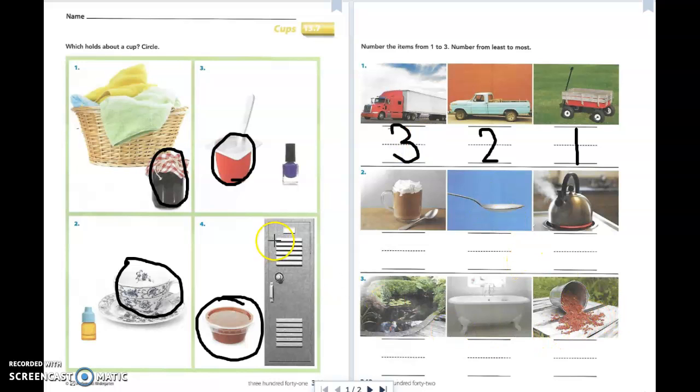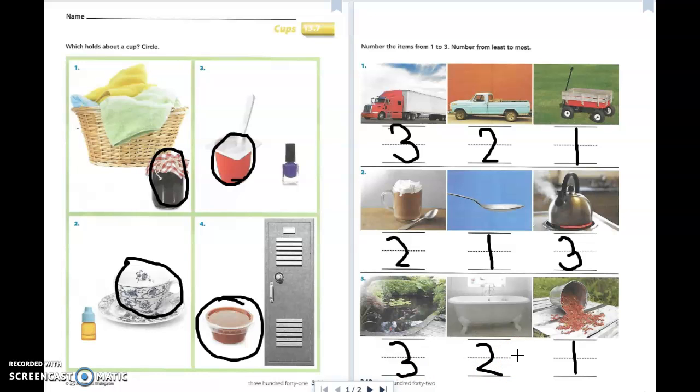Okay, so let's go to number two. All right. We have this cup of hot cocoa, we have a spoon, and we have a pot. Which one holds the least? Well, obviously the spoon holds the least. The cup's going to hold more than the spoon, but the teapot or the tea kettle is going to hold the most. Finally, let's look down here. We have a little pond, a bathtub, and this little bucket. So which one holds the least? Well, this one holds the least. The bathtub's going to hold just a bit more than that bucket, obviously. And then finally, the pond holds the most. It has the largest capacity.